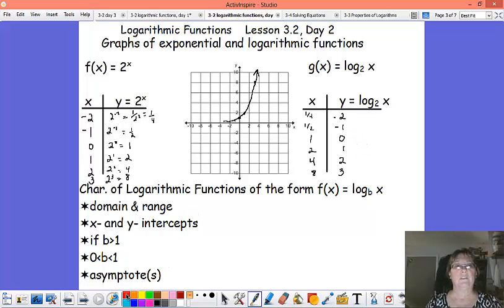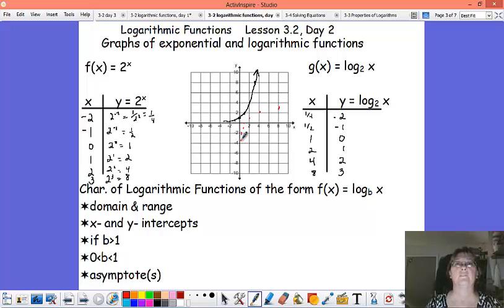So I'm going to go ahead and change colors because I often do that when I'm graphing, and let's take a look at what this looks like. Alright, when x is 1/4, so really close in here, the y will be negative 2. When x is 1/2, the y will be negative 1. At x of 1, y is 0. At x of 2, y is 1. At x of 4, y is 2. And finally, at x of 8, y is 3.